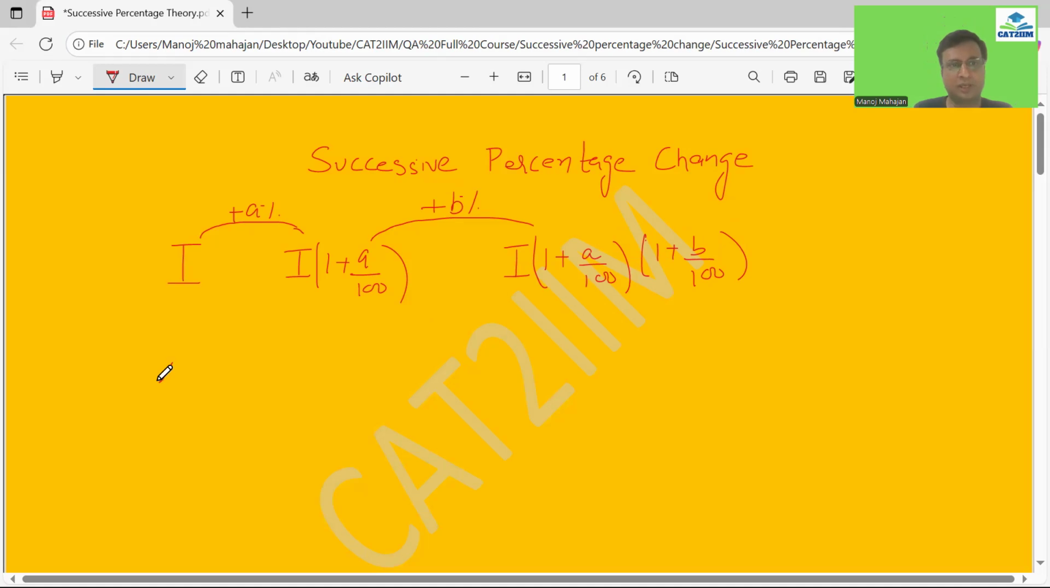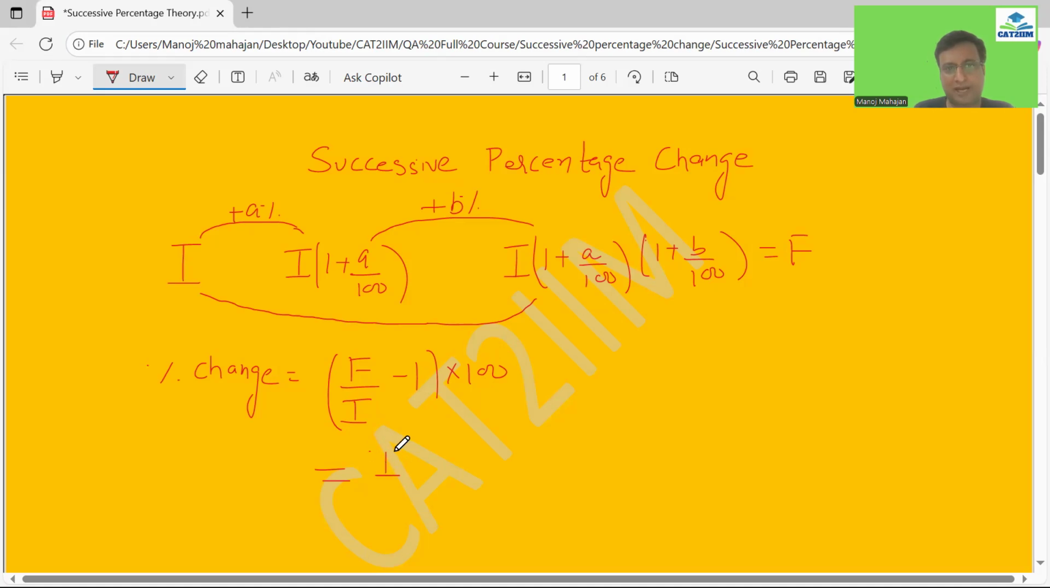You know already how to get the percentage change. What we are trying to figure out is, instead of doing two successive changes of a% and b%, what is the one change we can do instead of the two changes? So we are calculating the percentage change from the initial to the final value. In the previous classes, I talked about percentage change can always be written as f upon I minus 1 into 100.